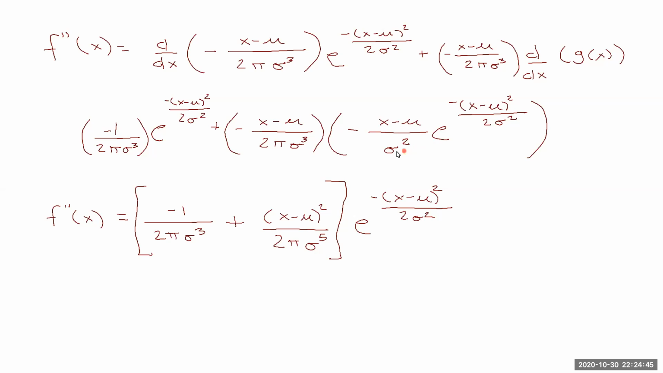and then simplify again. Both of these terms have an e to an exponent, and we can just factor that out. This quantity here is left alone. So here we have x minus mu and x minus mu being multiplied. So that's why it's x minus mu squared. 2 pi sigma cubed times sigma squared is 2 pi sigma to the 5th. A negative times a negative is a positive.